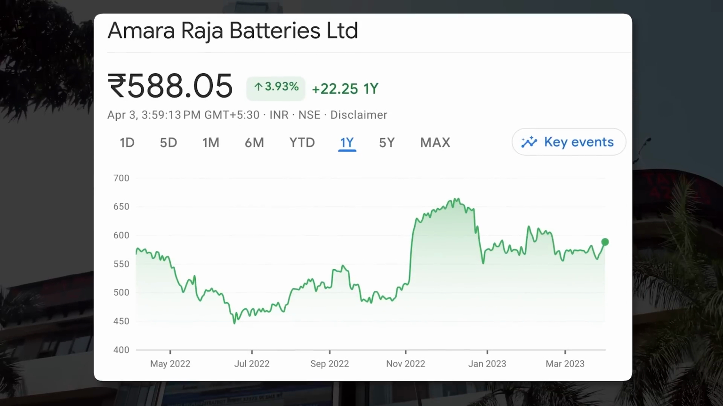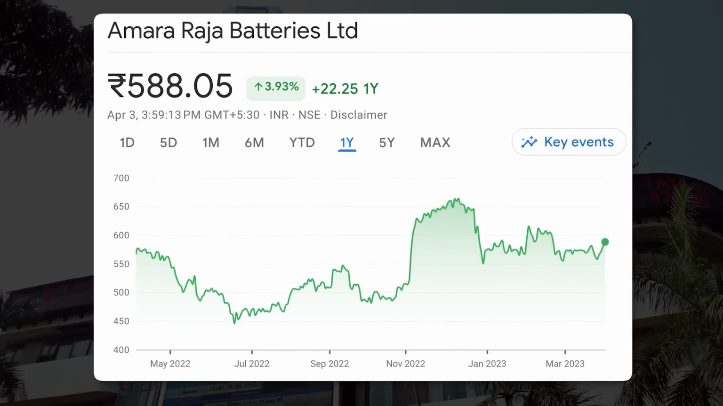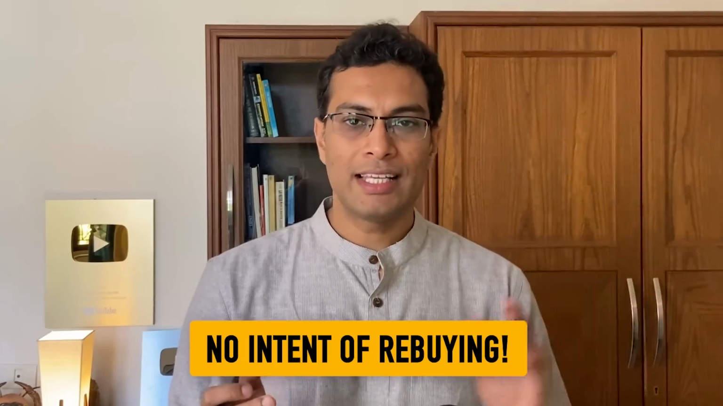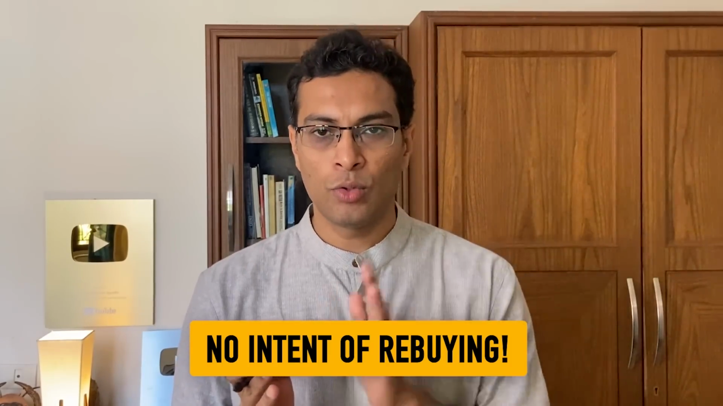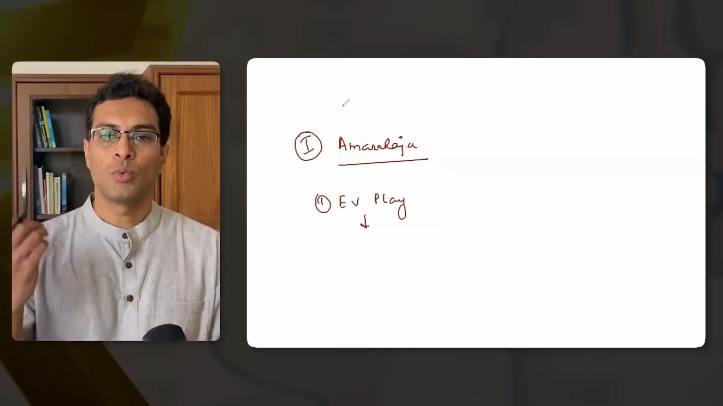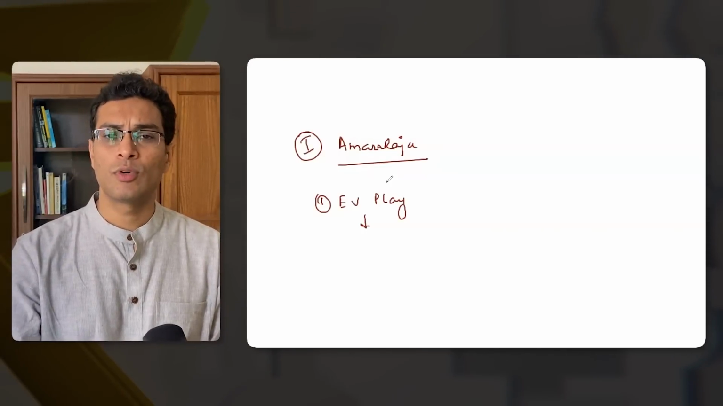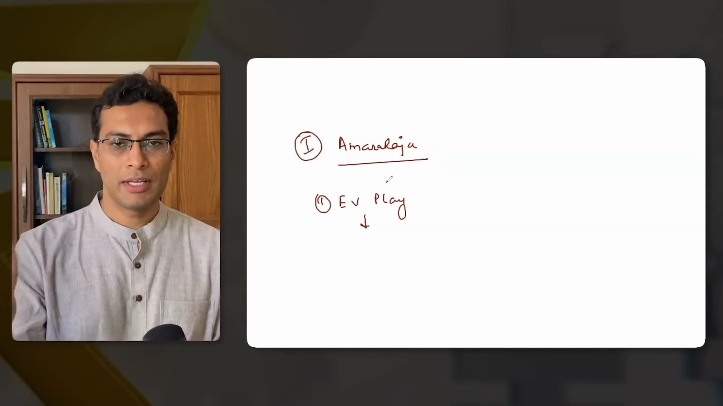The first stock that we are going to speak about is Amara Raja Batteries. This is a stock that I have completely exited and I have no intent of rebuying it, at least for a substantial future. So what is the reason behind it? Let me very quickly take you through some important bullet points. One of the key reasons why I had decided to invest in Amara Raja Battery was that it is one of India's foremost battery makers.